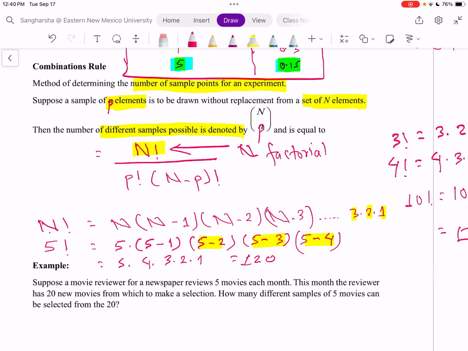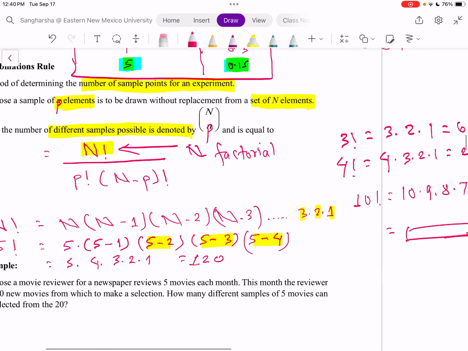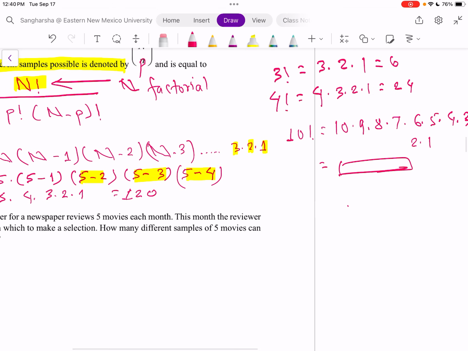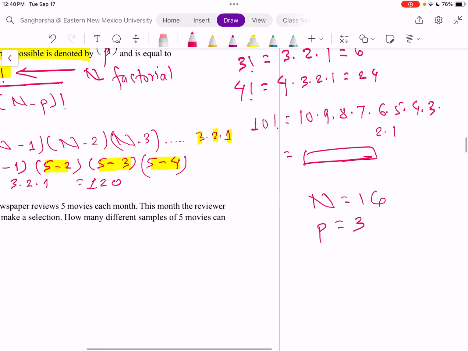Now let's do the one that we had earlier. Let's see in how many ways we can pick 3 students out of 16. In that example, what is our n? Our 16 is the n. So we are 16 all together, and we want to pick any 3 students. Our p is 3. And we want to find the possible ways of selecting 3 students from this class.